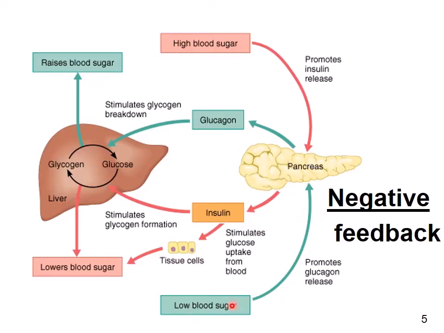If you have too low of blood sugar, the pancreas is stimulated to release glucagon, which tells the liver to convert glycogen into glucose, so break down glycogen to release glucose, and that increases blood sugar. Both of those are examples of negative feedback.